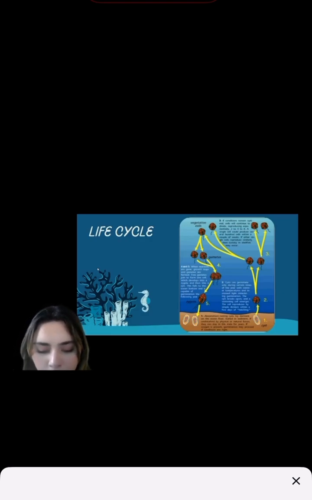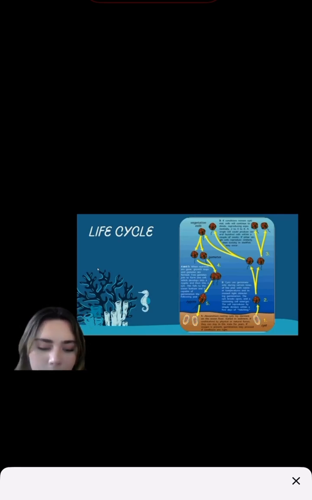which develops into a cyst. It falls to the bottom of the ocean and is capable of germination the following year. So that's how they reproduce, and that's the life cycle. As you can see, it's a bit complicated, but it doesn't have that many steps. And at the end of the day, that's how they reproduce themselves.